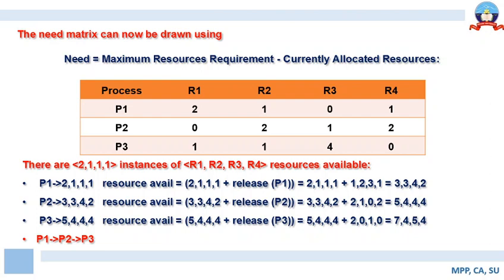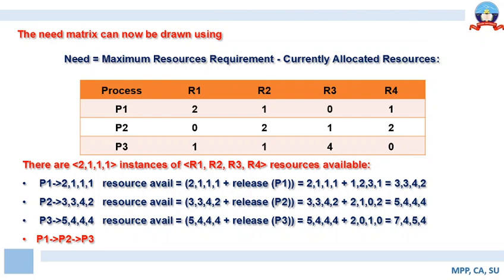So if you closely analyze, there is a process P1 which requires 2101 instance of resources. With 2111 instance of resources, we can satisfy the requirement of P1. So we'll assign 2111 to P1. Now P1 is allocated the resources, and once P1 is allocated the resources, P1 will complete its execution.